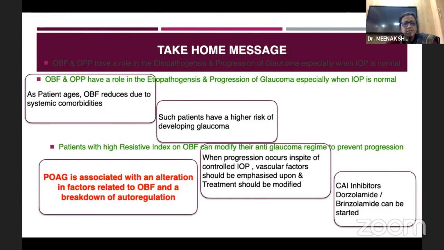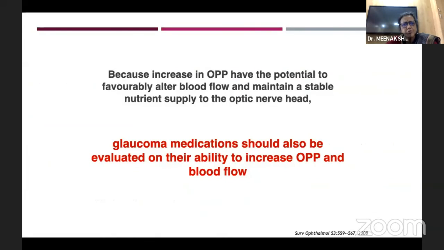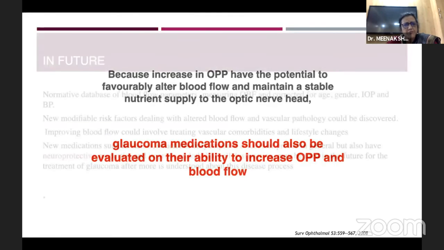The take-home message is that POAG is associated with an alteration in factors related to OBF and a breakdown of autoregulation. When progression occurs in spite of controlled IOP, vascular factors should be emphasized, and treatment should be emphasized. Glaucoma medication should also be evaluated on the ability to increase OPP and blood flow.